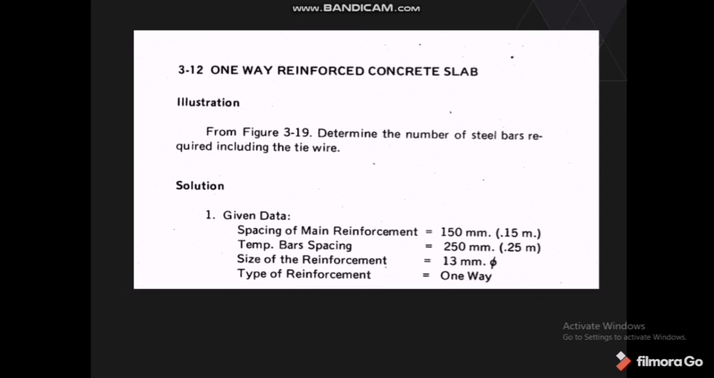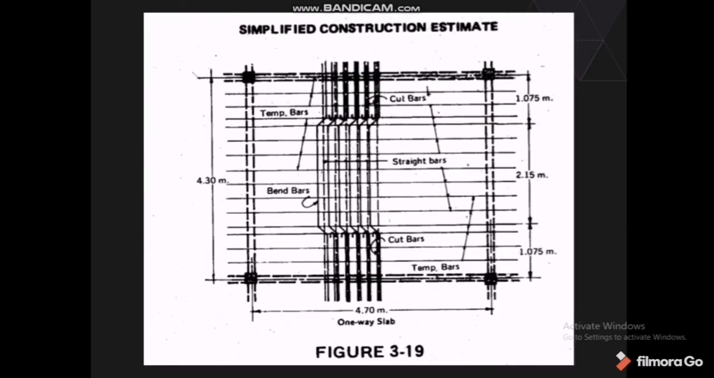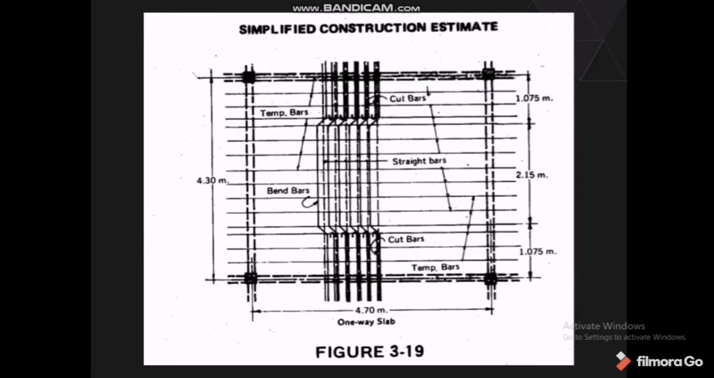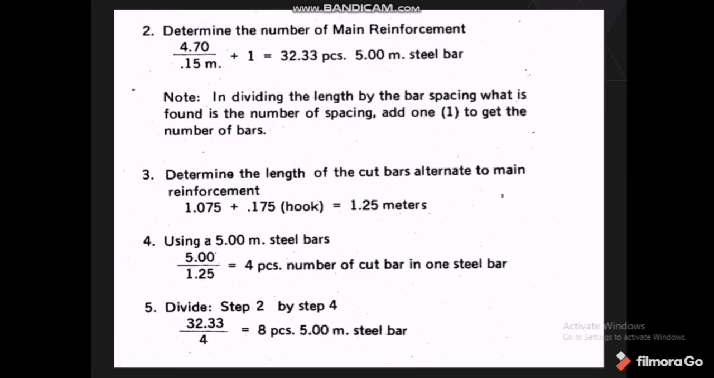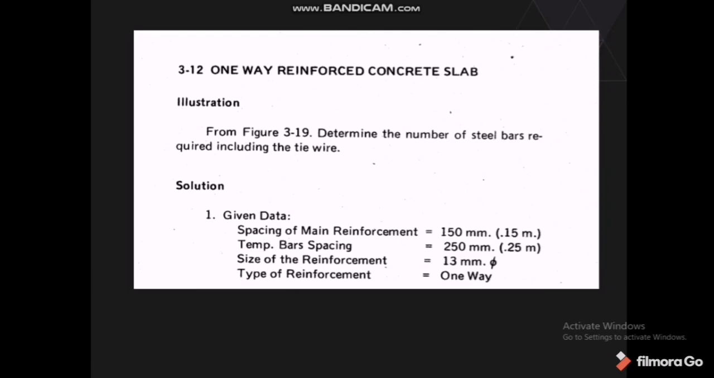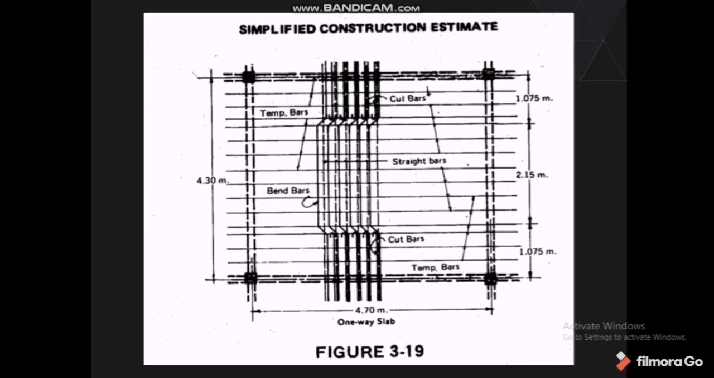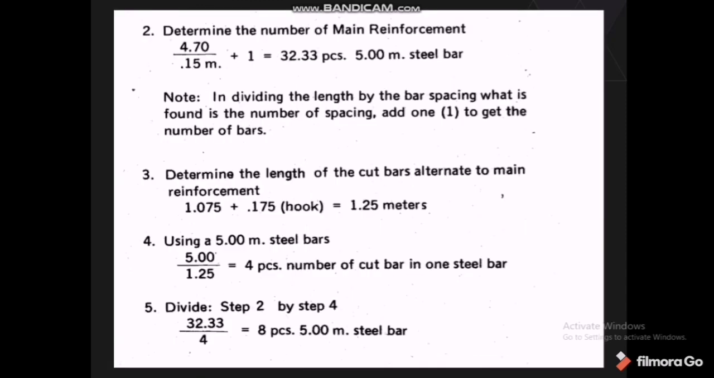So, the solution. For the given data, the spacing of main reinforcement is 150 mm, 0.15 meters, and the temperature bar spacing is 0.25 meter. The size of the reinforcement is 13 millimeter, and the type of reinforcement is one way. This is Figure 3.19. This is the first part, the given data. For the second part, determine the number of main reinforcement. That is 4.70 meters, which is the one-way slab distance.